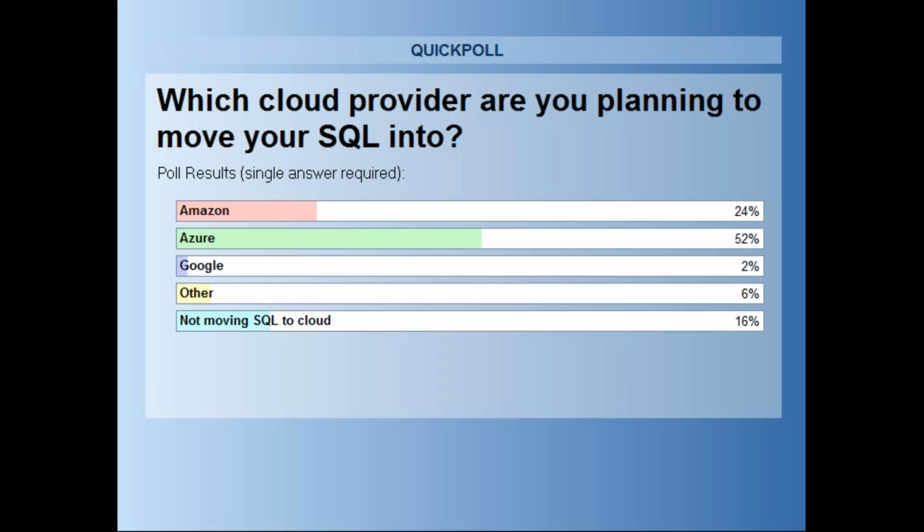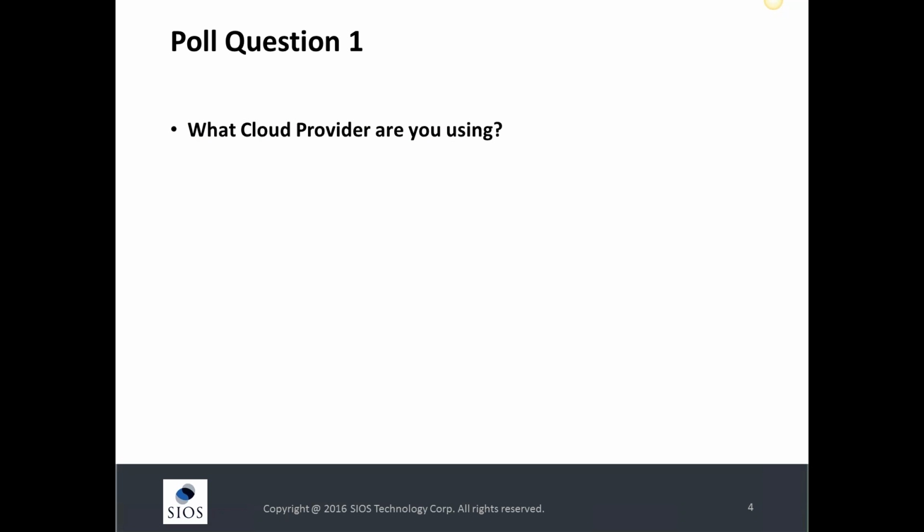All right, I'm going to close that and share the results. So we have 52% says Azure, 24% Amazon, 16% not moving SQL to the cloud, 6% other, and 2% Google. Okay, great. It's good to see Google on that list for the first time. I know they just made some announcements this week that they're kind of all in on Windows instances in the cloud and SQL Server, so I'll be really interested to see how they compete in this landscape. But it's not surprising that more than half listed Azure. That's kind of what we're seeing as well. We're seeing a very big uptake in Azure, and of course Amazon is also a good percentage of the mix there, so that's good to know.